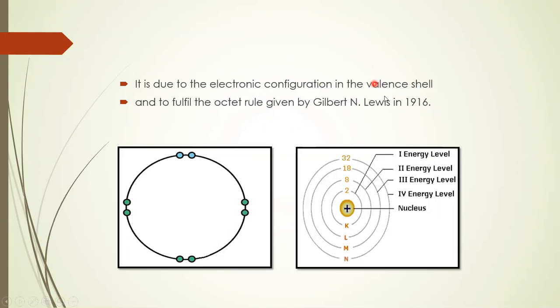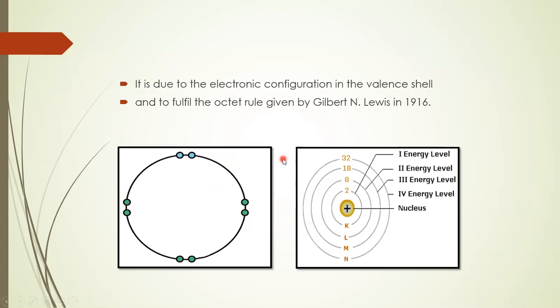What is the valence shell? The valence shell is the last shell in the atomic structure of the element, and atoms bond to fulfill the octet rule given by G.N. Lewis in 1916. So what is this octet rule? The octet rule is defined as: an element with 8 electrons in the valence shell, or the last shell, is most stabilized, or most stable. So, what do you mean by stable?